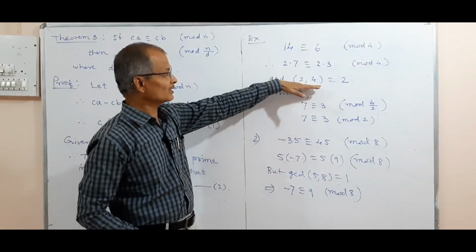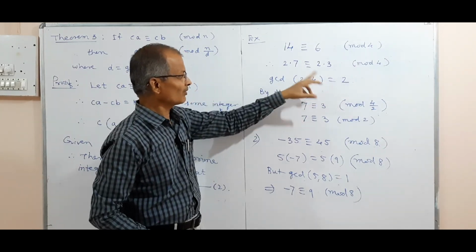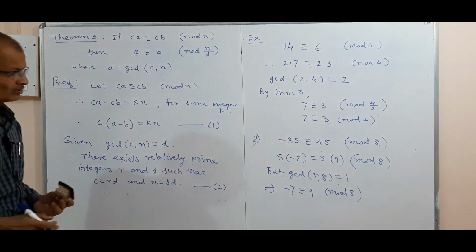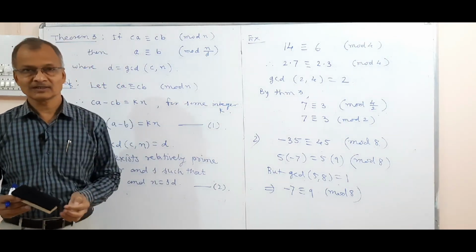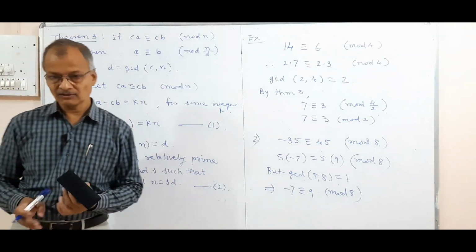But in the earlier example, the GCD of 2 and 4 is 2, and therefore we divided the modulus by 2 and got the result that 7 is congruent to 3. So this is the illustration of the theorem, and the remaining part we will continue next time.